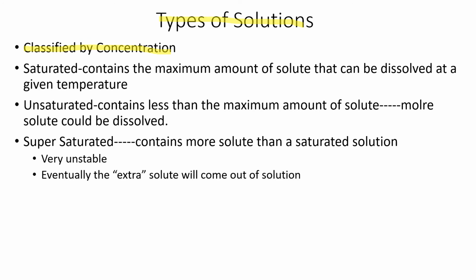So the first type of solution that we could have is a saturated solution. A saturated solution contains the maximum amount of solute that can be dissolved at a given temperature. No more solute could dissolve. If you tried to dissolve more, you couldn't get any more to dissolve.